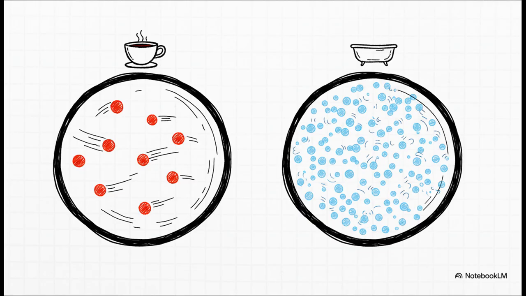So how is that even possible? Well, think about it. The particles in the tea are moving incredibly fast, on average. That's why it has a high temperature. But, and this is the big but, the bathtub has trillions upon trillions more water particles in it. It's a numbers game. Even though each particle in the tub is moving slower, the sheer mind-boggling quantity of them means their total combined energy, the heat, is actually greater.